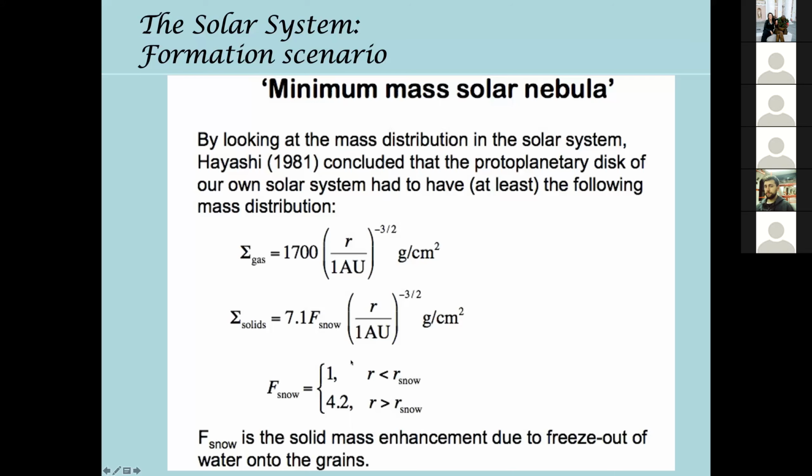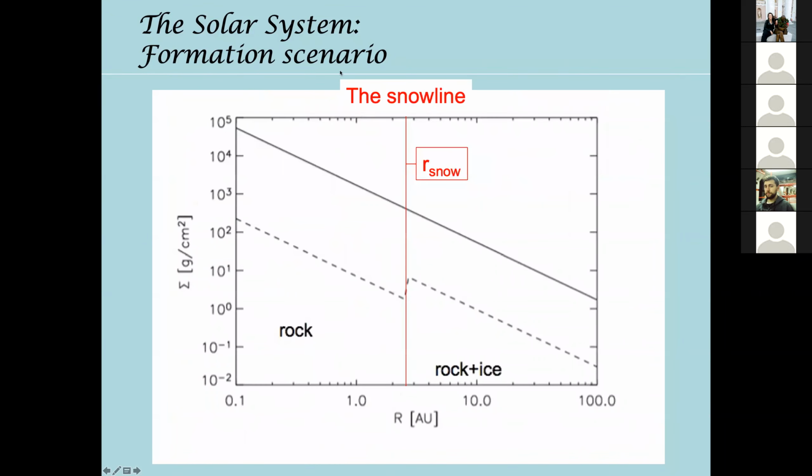So you have a sigma solid here that is 7.1 grams per square centimeter, but if you are beyond the snow line, you have to change f to 4.2. And I can just see this, so visualizing this, I think it's easier to understand.